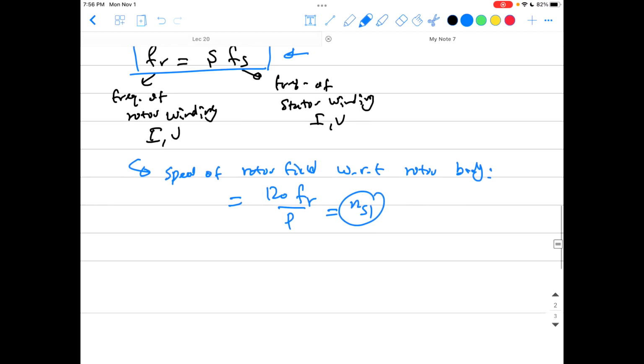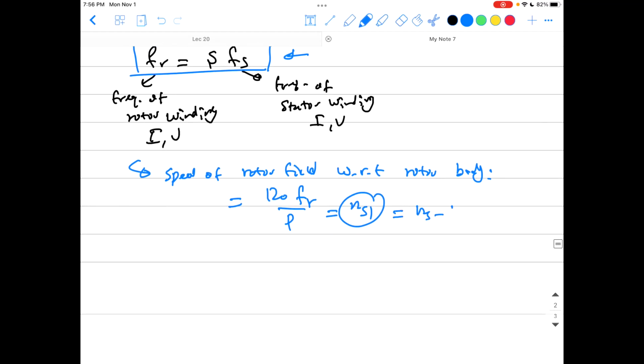So like we said, the speed of the rotor field with respect to the rotor body equals the slip speed, which is basically ns minus nm. So it can be calculated from both of those. If you know ns and nm, it's the slip speed ns minus nm. If you know the frequency of the rotor, calculate it from the regular equation of the speed of magnetic field, which is 120 F, which is the frequency of the voltage or current causing this magnetic field, divided by the number of poles. Okay, guys? That's why we know it.